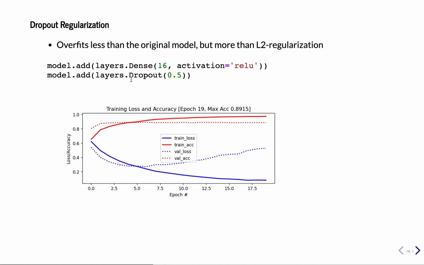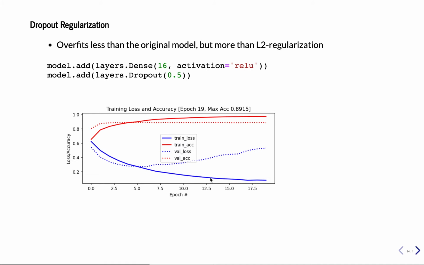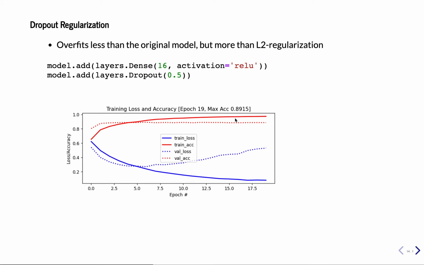We can add dropout layers as well, and we get, well, almost the same performance. We can see here that dropout in this case performs slightly less well as a regularizer. So in this case, the weight regularization seems to regularize better than dropout. But yeah, the differences in accuracy are actually quite minimal.